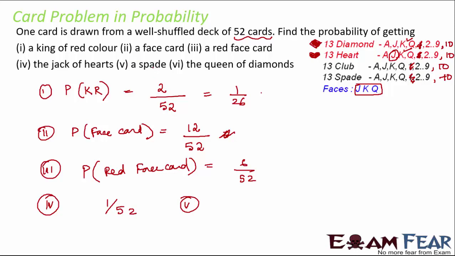Fifth, probability of getting a spade. So how many spades do you have? 13 spades. So it will be 13 divided by 52. The last one, the queen of diamonds. How many queens do you have of diamonds? Only 1. So this would be 1 upon 52. So whenever you are trying to solve the card problem, before that just be clear with these concepts.